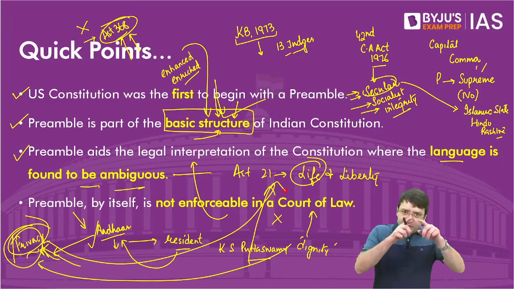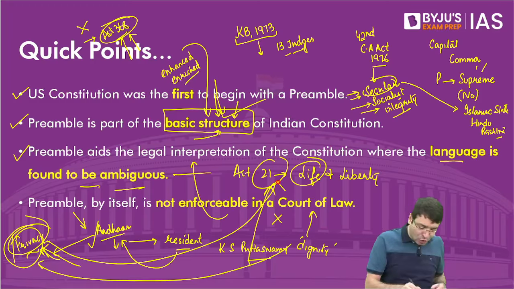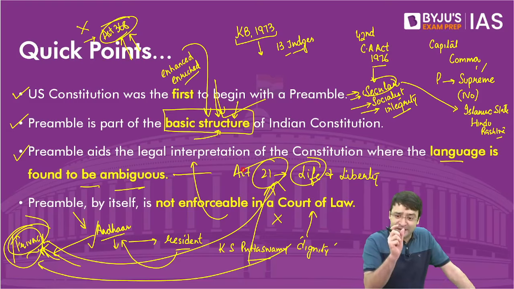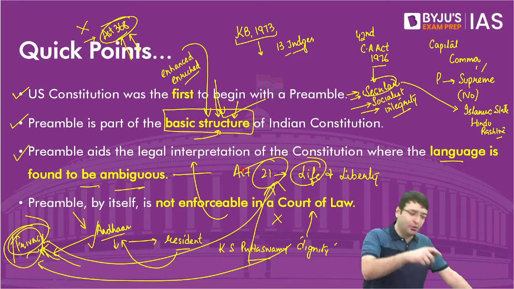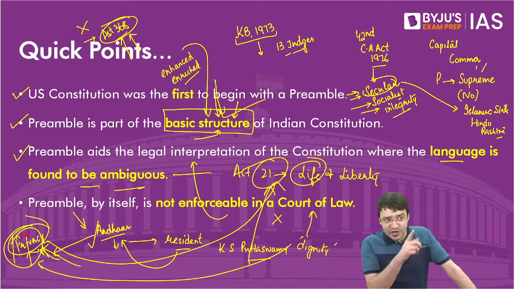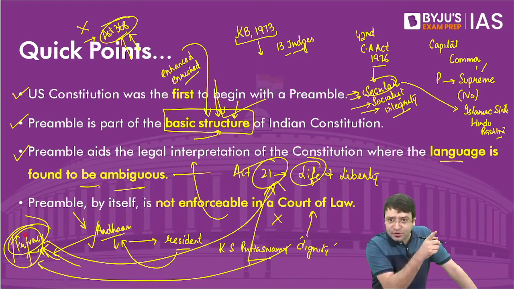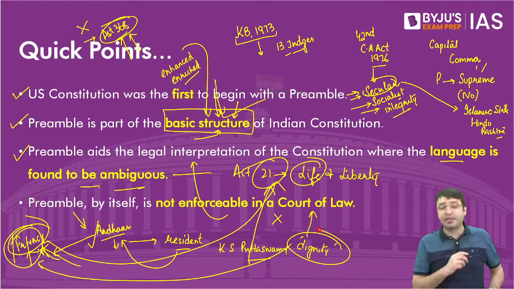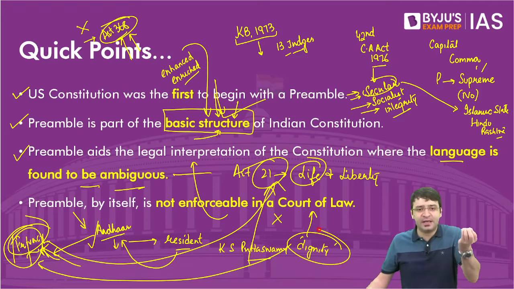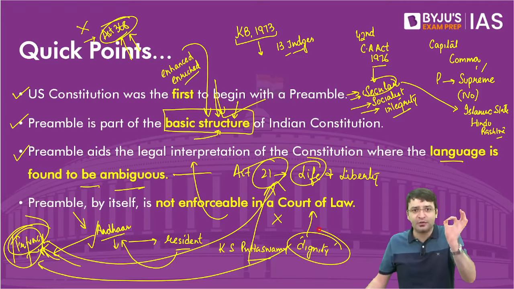Which means Supreme Court expanded the scope of Article 21. Because Article 21 talked about right to life and liberty. The Supreme Court said this right to life and liberty also includes right to privacy, which is a fundamental right. Because if one of the objectives of the Constitution mentioned in the preamble is dignity, dignity is impossible without providing individuals their right to privacy.